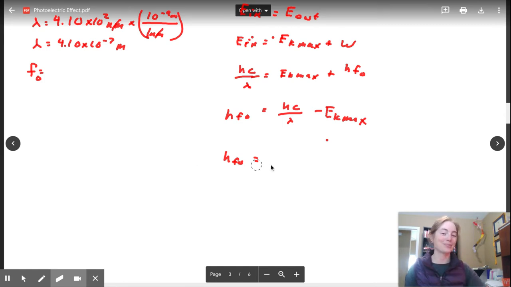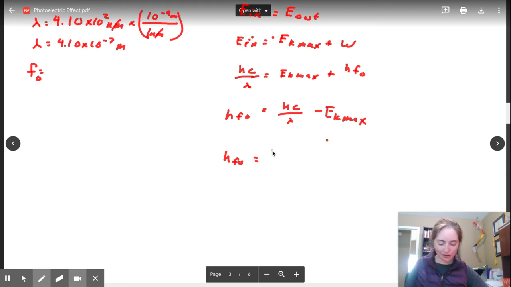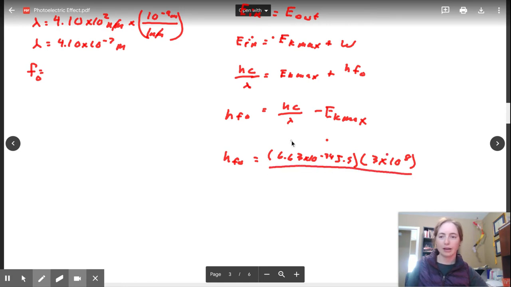They're not in both terms on this side. If H was in both terms, then we would be able to cancel out the H's, but H is not here, ladies and gentlemen, so you can't cancel out H. So our value of H, 6.63 times 10 to the negative 34 joule seconds, times 3 times 10 to the power of 8, divided by our lambda of 4.10 times 10 to the power of negative 7 meters.